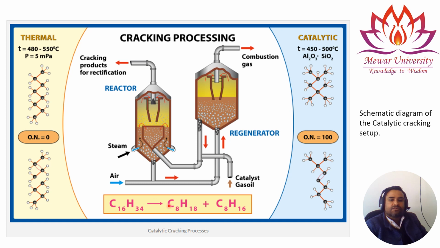We have given you an example: C16H34, a heavier hydrocarbon. With the application of the catalyst and heat, it is cracked into smaller products, C8H18 and C8H16. These are two valuable products which are very important for the market.